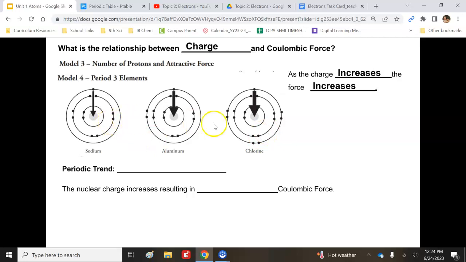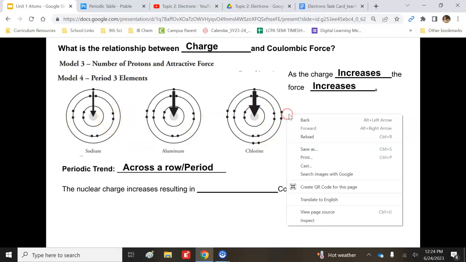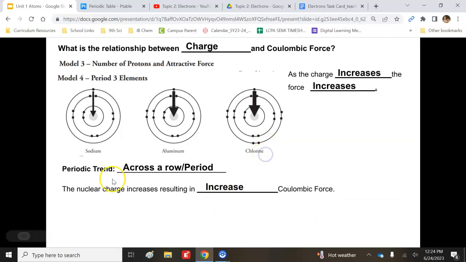And so what happens as I go from left to right on the periodic table, or across the row? The nuclear charge increases. That's kind of a fancy term, nuclear. What's in the nucleus? Protons and neutrons. And so that charge is increasing because I'm increasing the number of protons. Sodium has 11 protons, aluminum has 13 protons, and chlorine has 17.